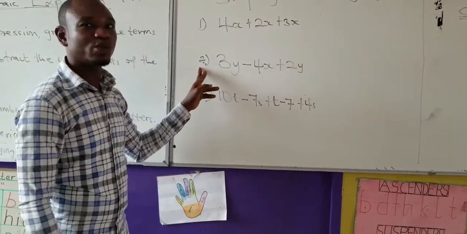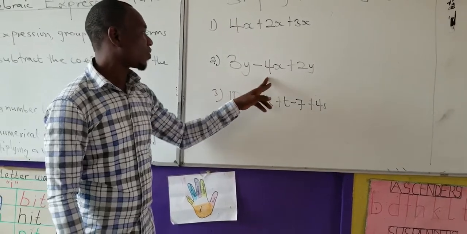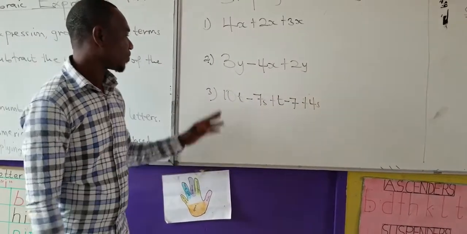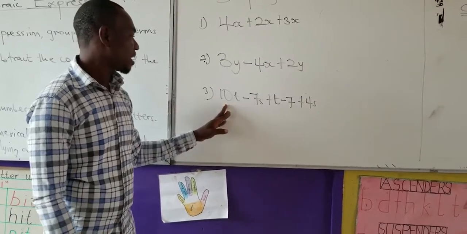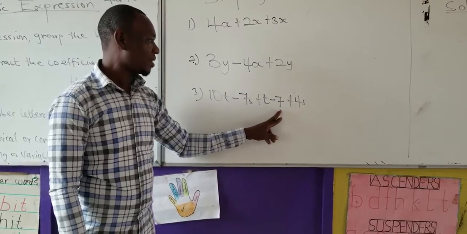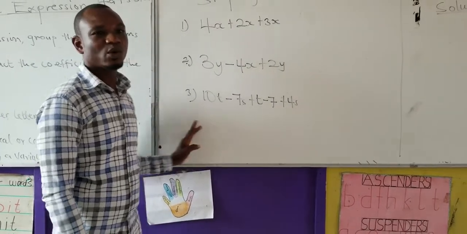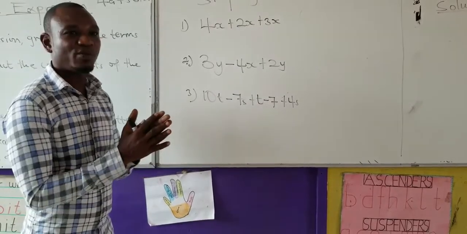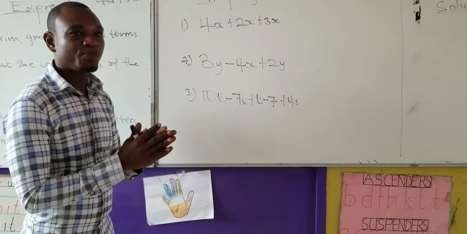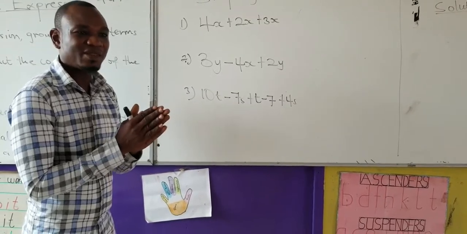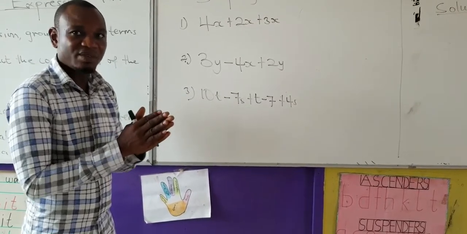And then number 2 says 3y minus 4x plus 2y. We are going to simplify them. And then number 3, 10t minus 7s plus t minus 7 plus 4s. We are going to also simplify this. Remember that we said to simplify algebraic expressions, you must what? Group the like terms. The like terms are the terms that have similar alphabets, that have the same alphabet.